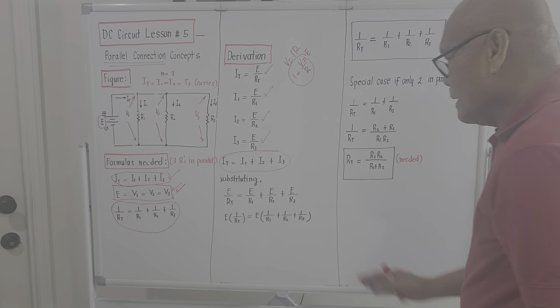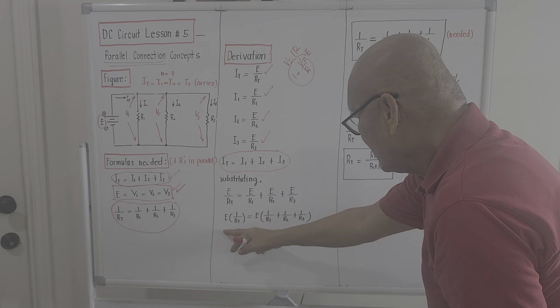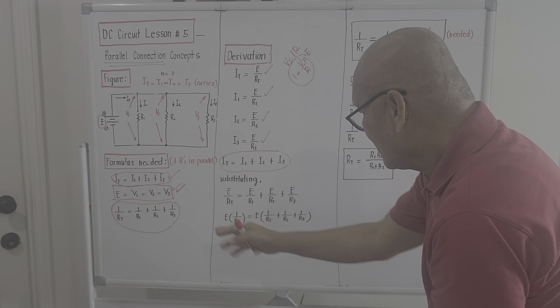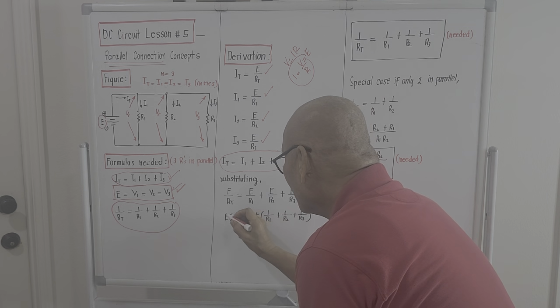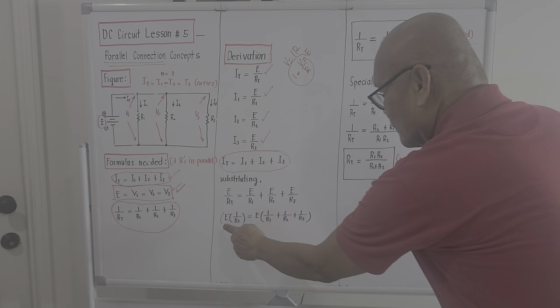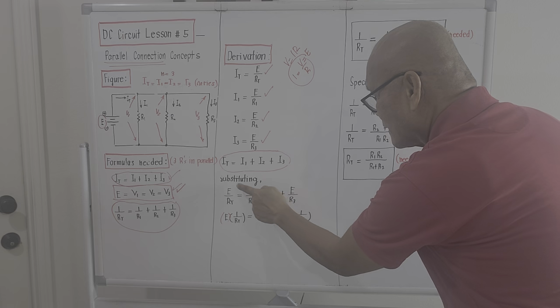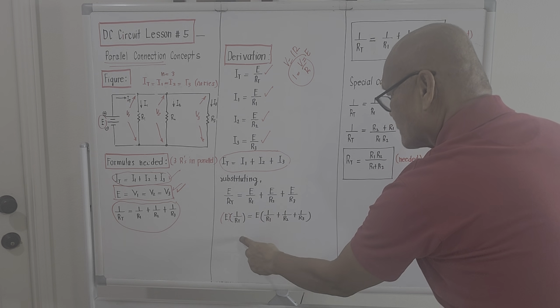Simplifying. I will bring out E. E times 1 over R total is actually E over R total, but I could make it like the product of E. The operation will be multiplication, right? The product of E times 1 over R total is E over R total, so meaning to say E over R total can be written as E over 1 over R total.